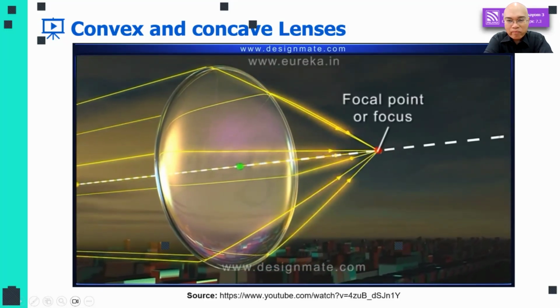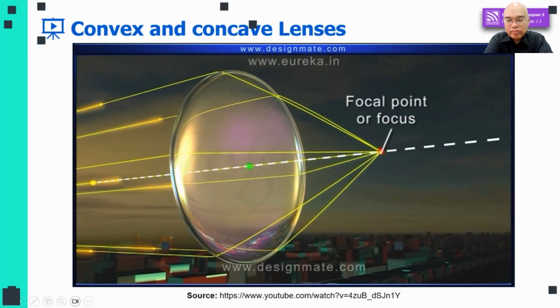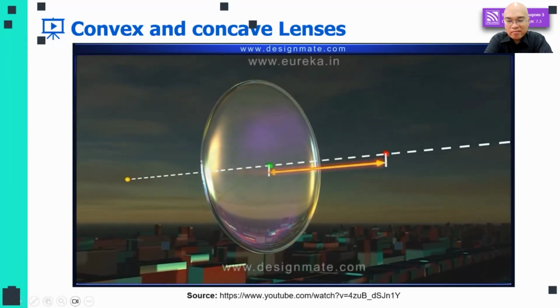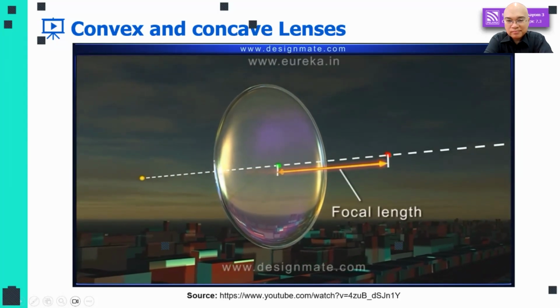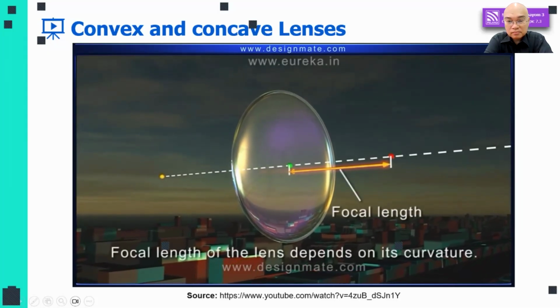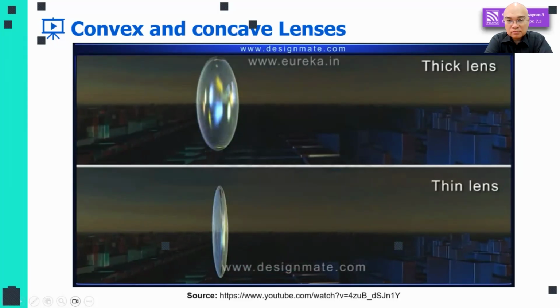This point is called the focal point or focus of the lens. The distance from the optical center of the lens to the focal point is called the focal length of the lens. The focal length of the lens depends on its curvature.